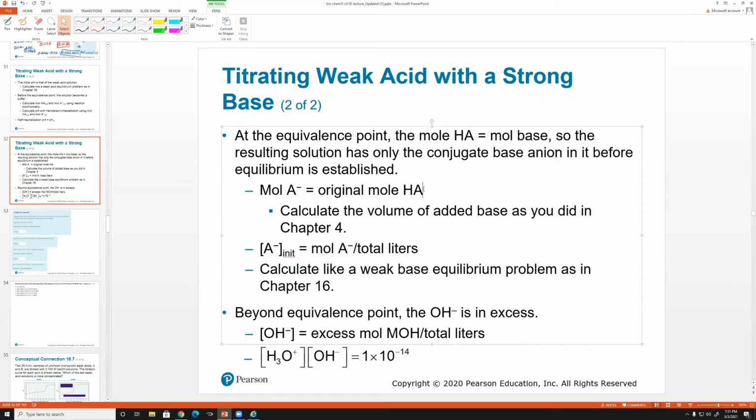So that means the original HA will now be all A minus, meaning the original weak acid will be all conjugate base. And then we can do the moles of it divided by the liters to figure out the concentration. Then beyond the equivalence point, any excess OH minus is used, like we did before, to calculate the pOH and then to calculate the pH from there.